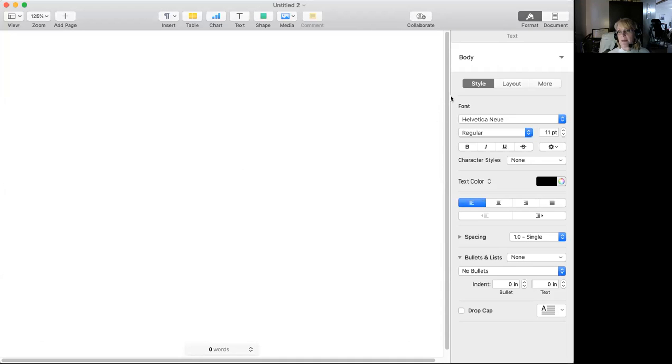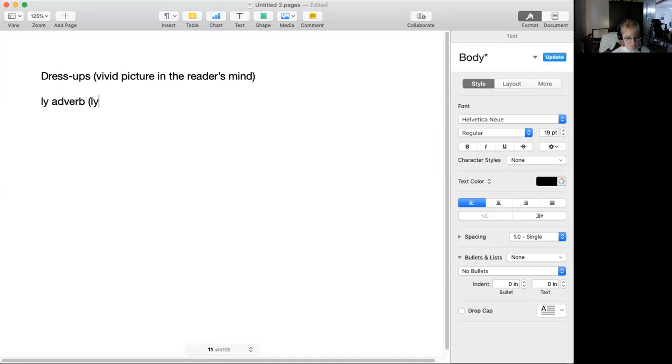So for review, let me get bigger print. Okay, so we have dress-ups. And remember the job of dress-ups? They create a vivid picture in the reader's mind and have a strong image or feeling associated with them. So we have an ly adverb, the strong verb, the quality adjective, a who-which clause, not a tutu, but a WW, and an adverbial clause.